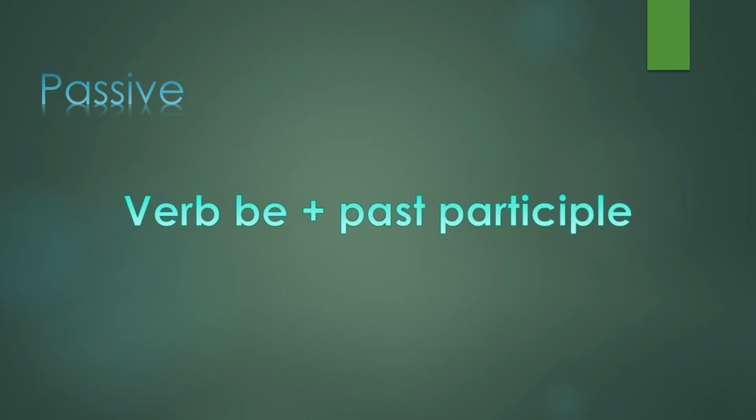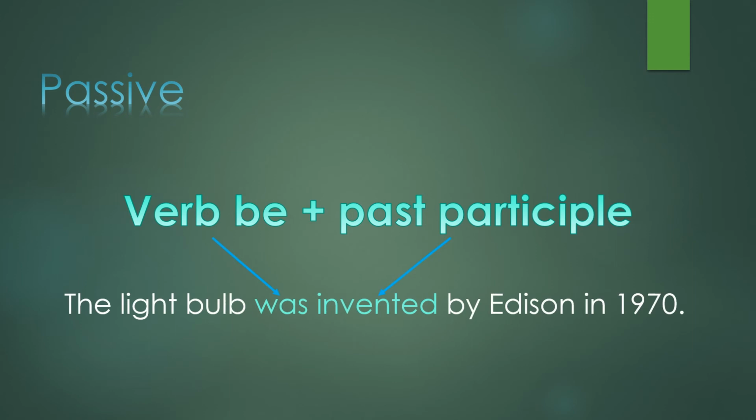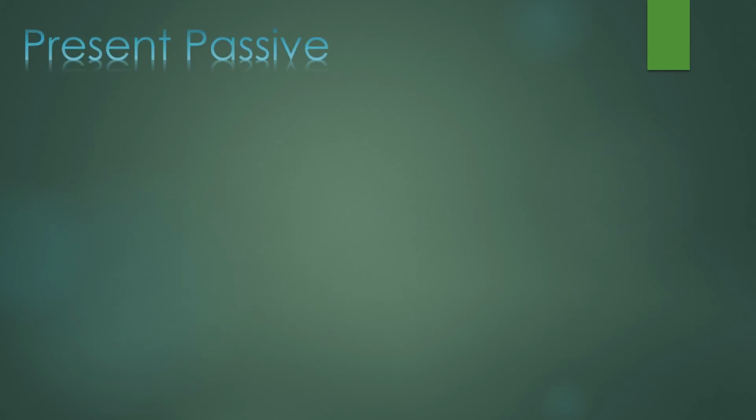We can say that in passive sentences, we have the combination of verb be plus past participle. And of course, we have to have the object as the subject in order to have a passive sentence. The light bulb was invented by Edison in 1970. Verb be is conjugated in past tense because the original sentence in active form was in past tense. And invented is the past participle of the verb.